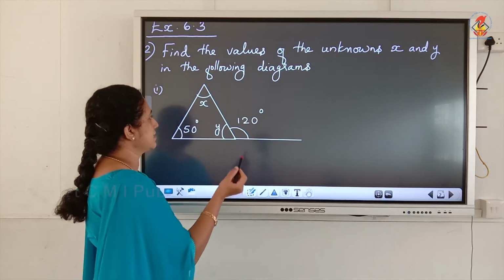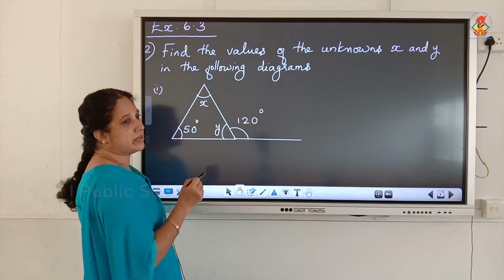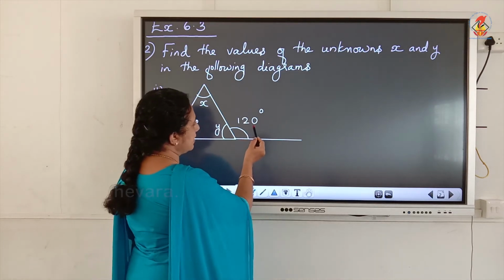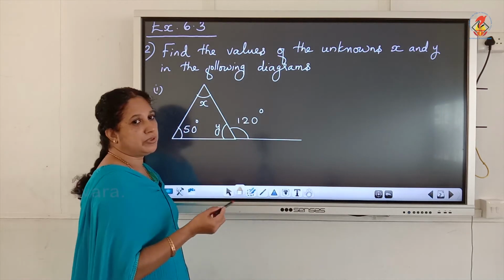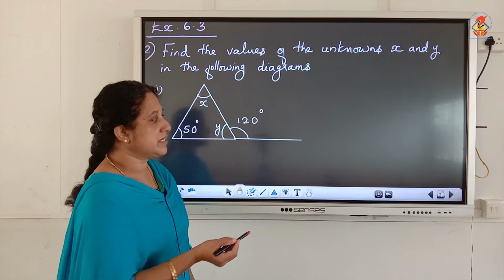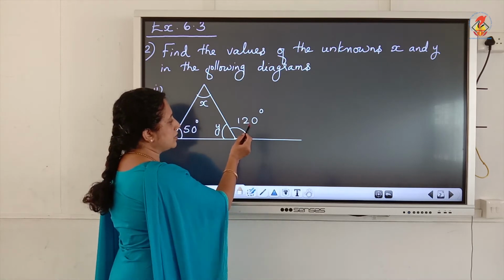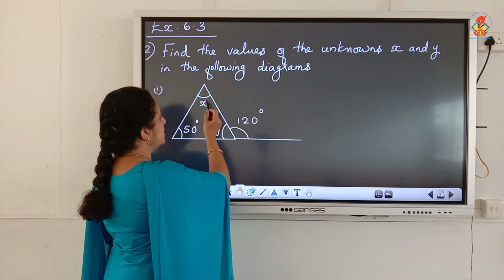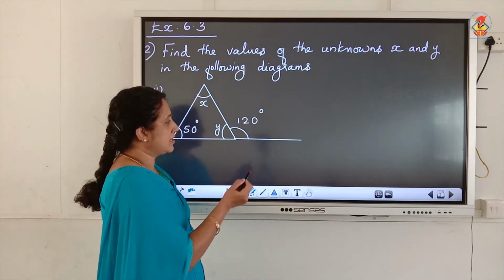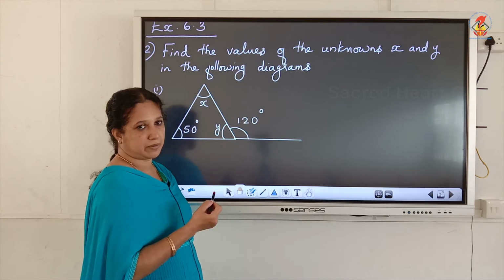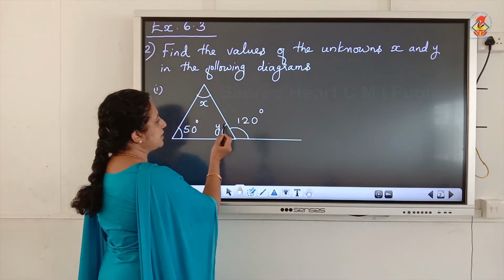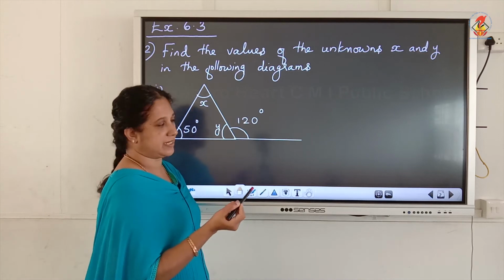First of all, consider how we can find out the value of x. 120 degree is an exterior angle. Now do you remember the exterior angle property? The measure of an exterior angle is equal to the sum of the measures of the two interior opposite angles. Therefore, using the exterior angle property, we can write x plus 50 degree equal to 120 degree.